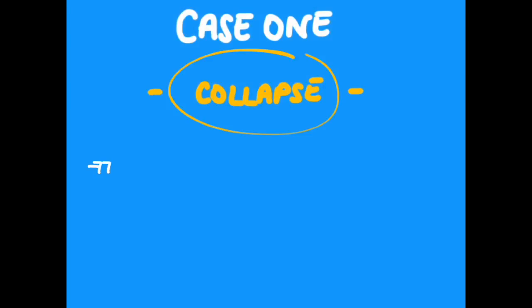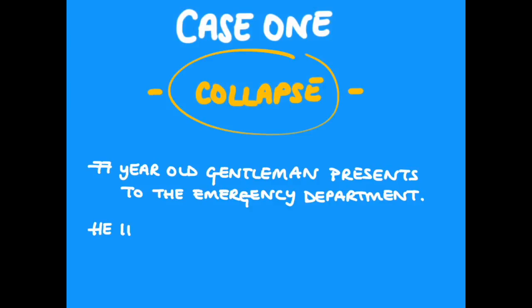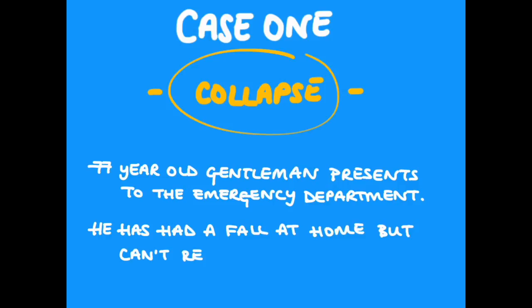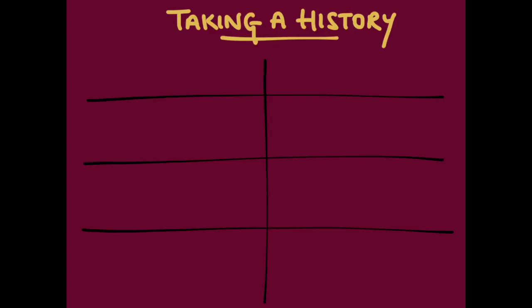Our first case is about collapse. We have a 77-year-old gentleman who presents to the emergency department. He has had a fall at home but can't remember what's happened. Before we learn more about what happened to him, let's go back to basics. We'll briefly cover how to take a history.